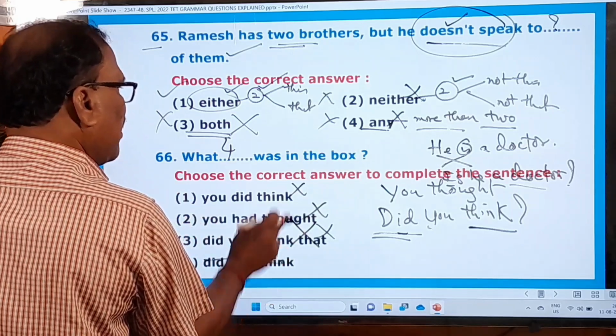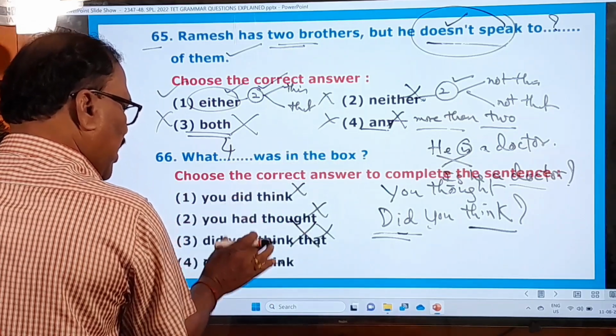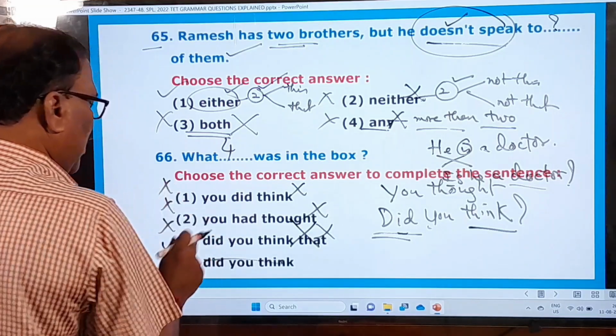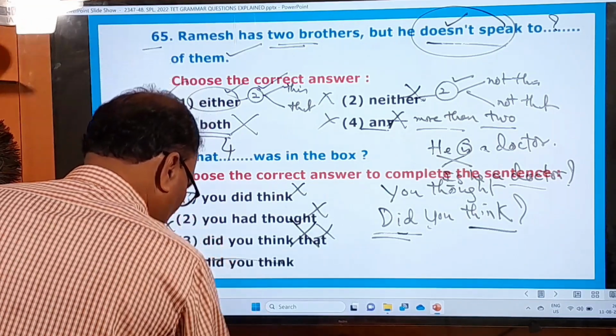Because this is the question, these three options are not correct. Only this one is the right one. So wrong, wrong, wrong, this is the right. Now let's go to the next question.